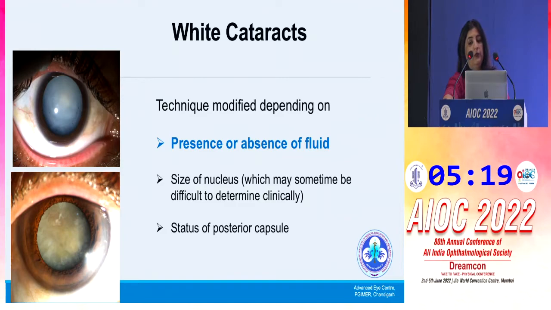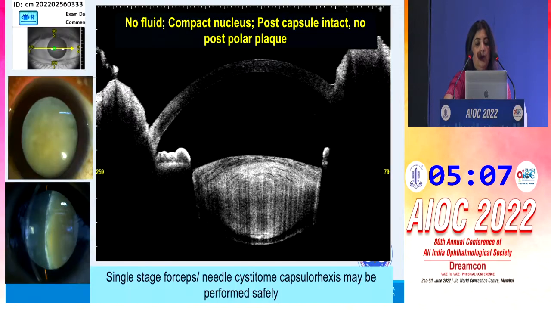And where I personally use it is that you can modify the technique based on the presence or the absence of fluid and the size of the nucleus, which sometimes may be difficult to determine clinically, as well as the status of the posterior capsule. So 3 examples to show this. This is a case with a white cataract. Your OCT shows you no fluid, there's a compact nucleus, your posterior capsule is intact, and additionally there's no posterior polar plaque. So one can happily go ahead and do a single stage forceps or a needle cystotome capsular excision as per the surgeon's comfort, and usually one would not anticipate any problems intraoperatively.